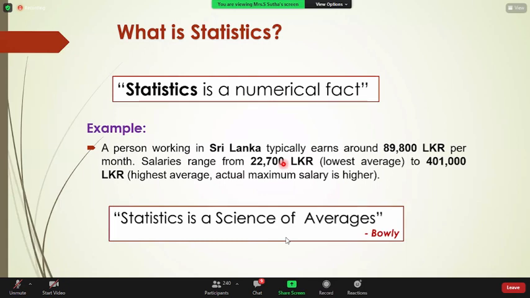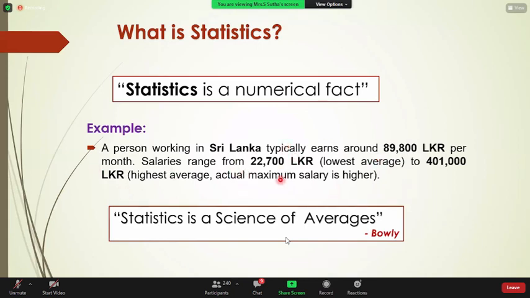What does this 22,700 mean? Lowest average income. So the typical Sri Lankan's lowest average income is 22,700 and the highest average income is 401,000, right? So maybe the lowest for a particular person will be lower than this one.